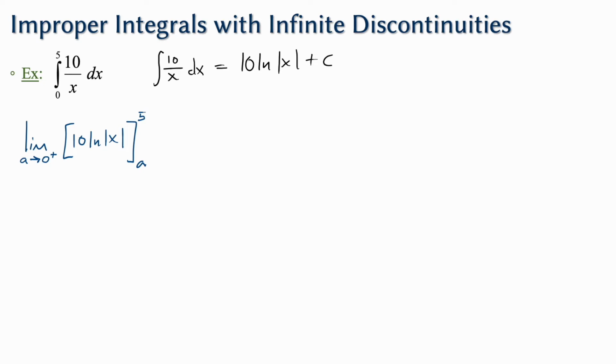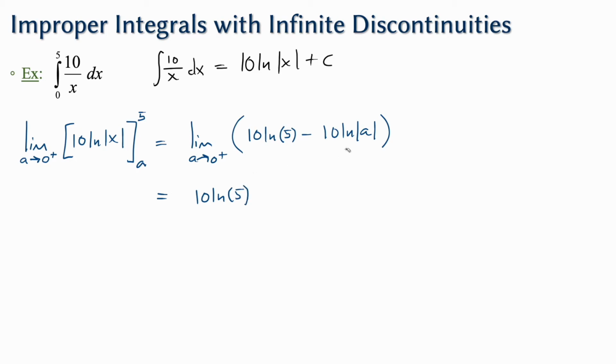Just like before, we replace the problem with the letter, and now we'll do the fundamental theorem of calculus and evaluate the limit. So we're doing the limit here as a approaches 0 from the right. By the fundamental theorem of calculus, this is going to be 10 times the natural log of 5 minus 10 times the natural log of the absolute value of a. When I work out the limit, this remains constant, so we have 10 natural log of 5.